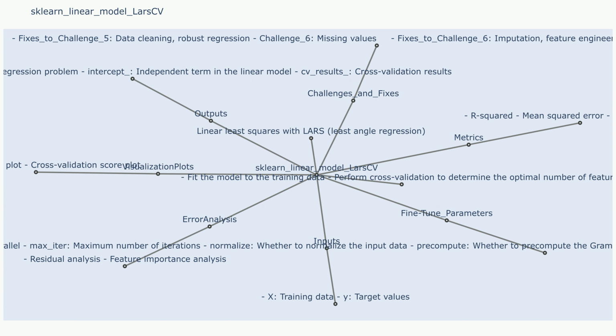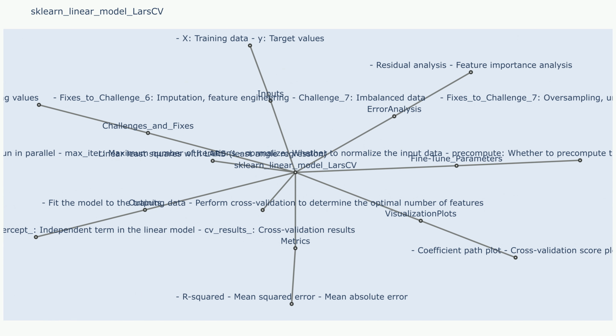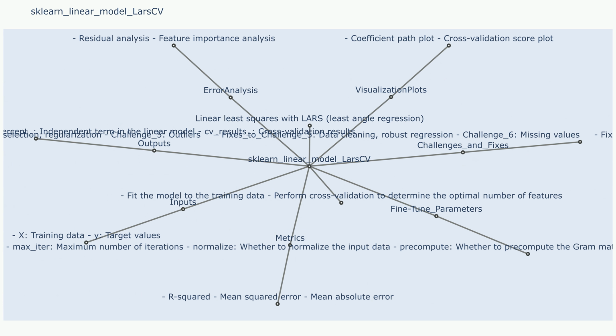regularization parameter alpha. Inputs. X. The training data, where each row corresponds to a sample and each column corresponds to a feature. Y. The target variable. Outputs. Coef. The estimated coefficients for each feature. Intercept. The estimated intercept. CV alphas. The values of alpha used for cross-validation. CV MSE path. The mean squared error for each value of alpha on the cross-validation folds.